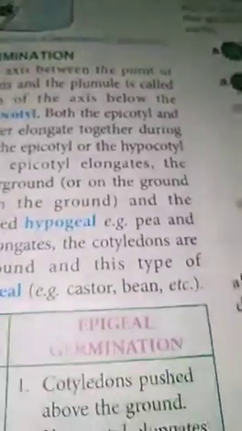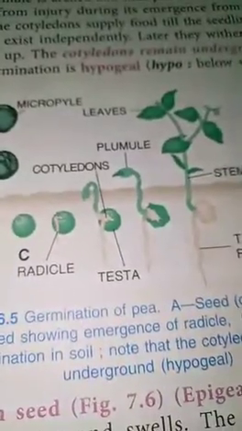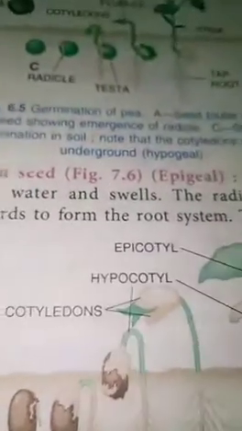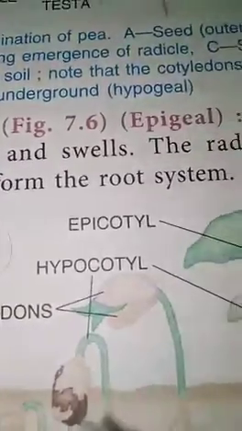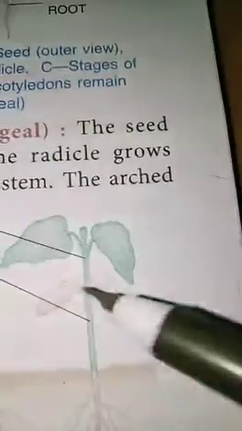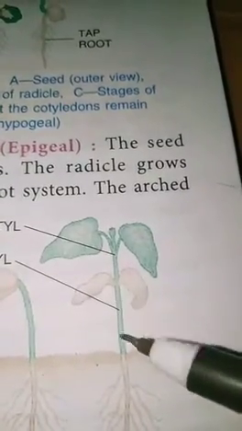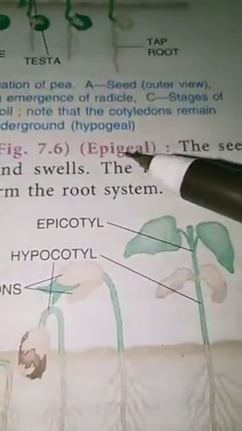The second type of germination is known as epigeal germination, in which the hypocotyle, that is the portion below the cotyledon, is elongate, and so that the cotyledon come above the soil. Here we can see that the hypocotyle is elongating and the cotyledon coming out of the ground. Go through this diagram, we can see that both the cotyledons are come above the soil, and this hypocotyle portion is elongating, and this germination is known as epigeal.